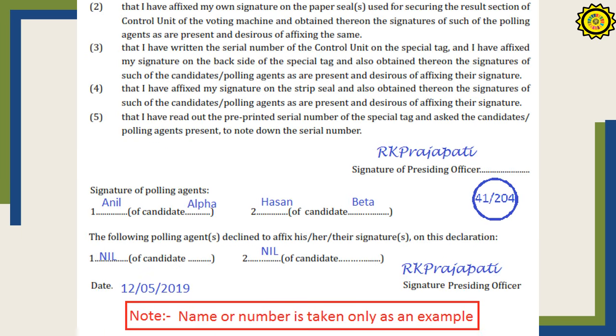The part of the declaration is displayed on the screen. The presiding officer shall sign the declaration and will also obtain the signatures of the polling agents as are present and who are willing to sign. If any polling agent refuses to sign the declaration, the presiding officer will make a note of his or her name in the space provided for that purpose. Then the presiding officer will again sign the declaration and will also put the seal.